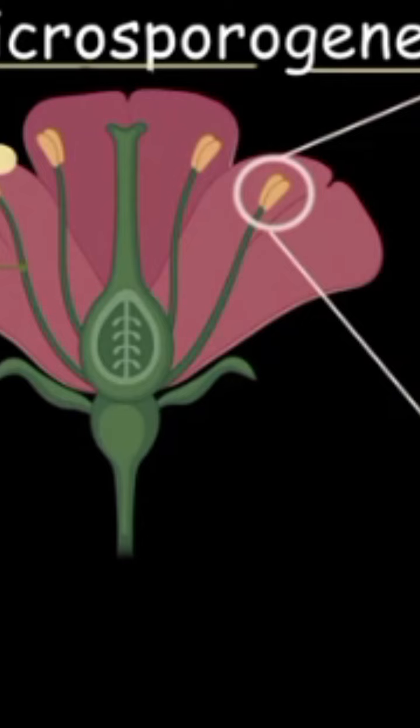So the sacs are called pollen sacs. Okay, and each lobe of the anther, as you can see, has two pollen sacs.